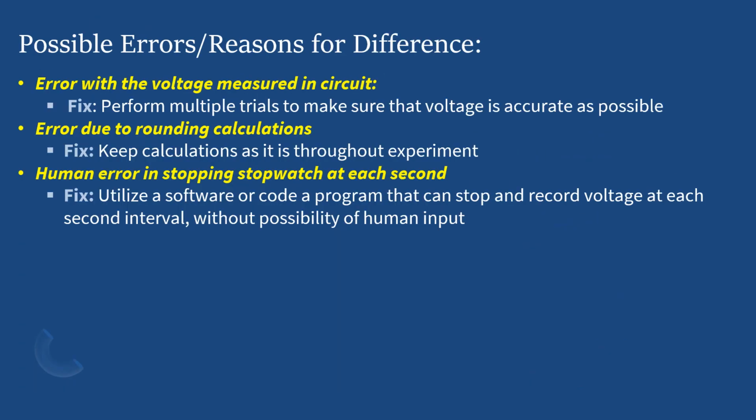Here are some possible errors that could have occurred with the experiment. There could have been error with the voltage measured in the circuit, which could be solved by performing multiple trials to make sure the voltage is as accurate as possible. There could be error due to rounding calculations, which could be solved by keeping calculations exact throughout the experiment. And there may have been human error in stopping the stopwatch, which can be solved by using a code or program that can stop and record the voltage at each second interval.